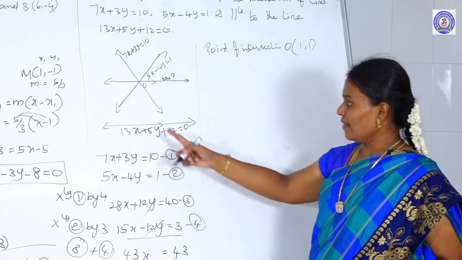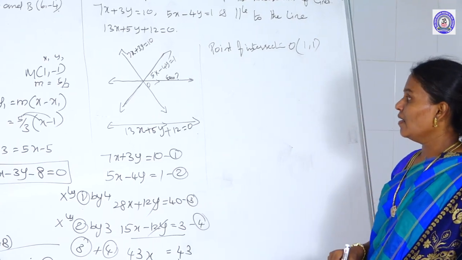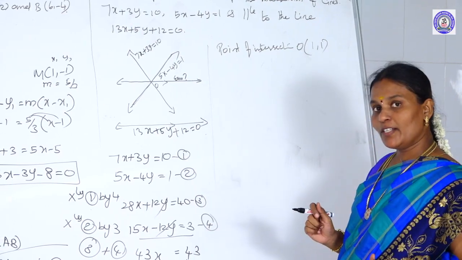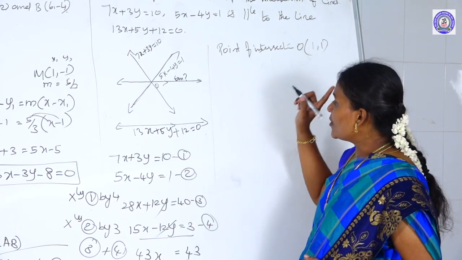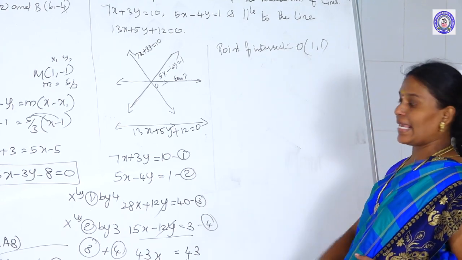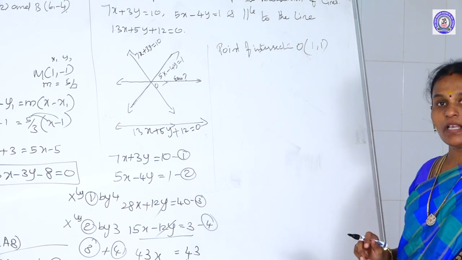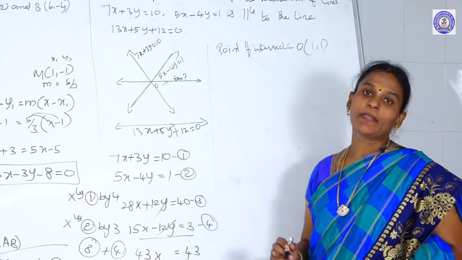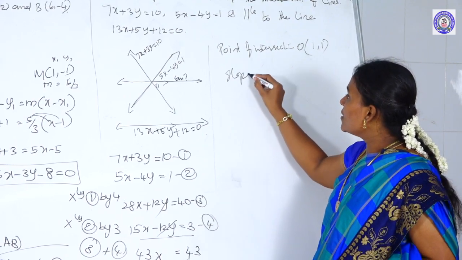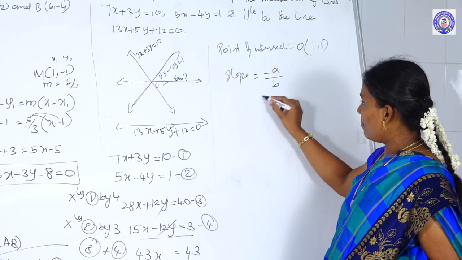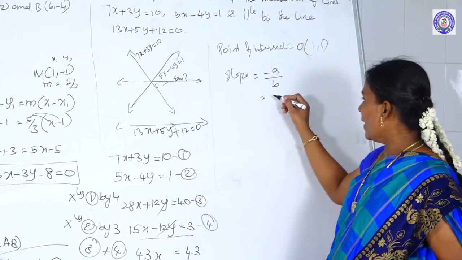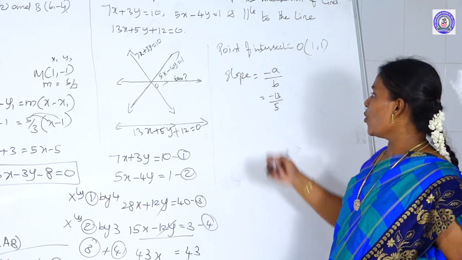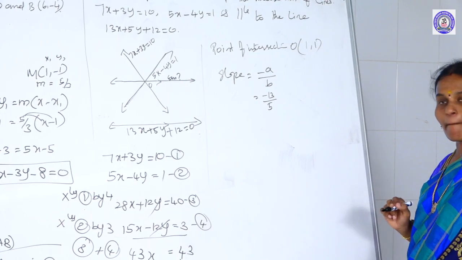Now find out the slope of this line. Here the equation is given. How do you find out the slope? Yes, you know that formula. Slope is equal to minus a by b. What is a? What is b? The coefficient of x is a. The coefficient of y is b. So slope is equal to minus a by b. The a is minus 13. And b is 5. So slope is minus 13 by 5.